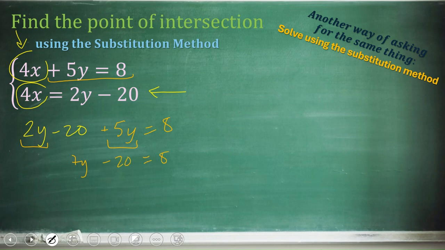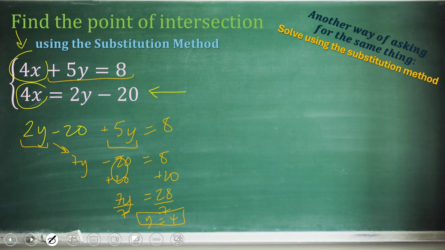My next step is to get y, the term containing y, by itself. Sometimes we say we're isolating it, so that would be this term right here. So I'm going to add 20 to both sides because I'm making 0 on the left side so that 7y is by itself. So I've got 7y left here equals 28. To get y by itself, I divide by 7 on both sides, and y equals 4.